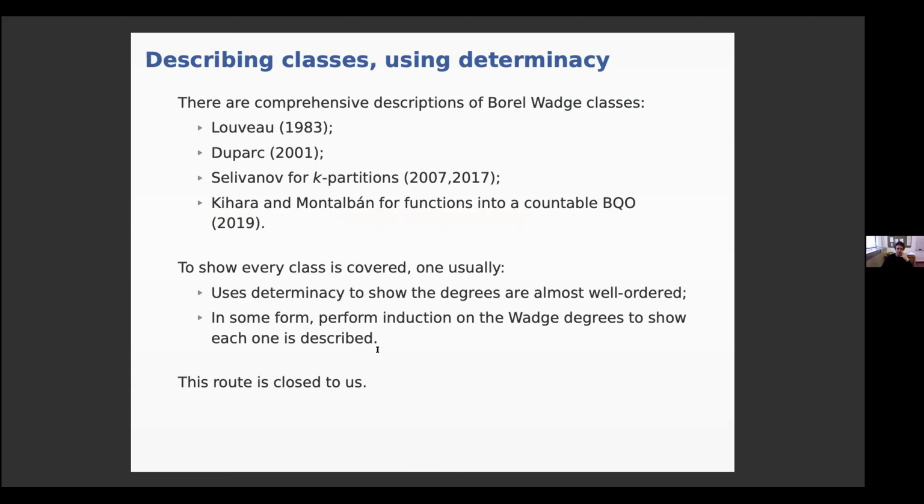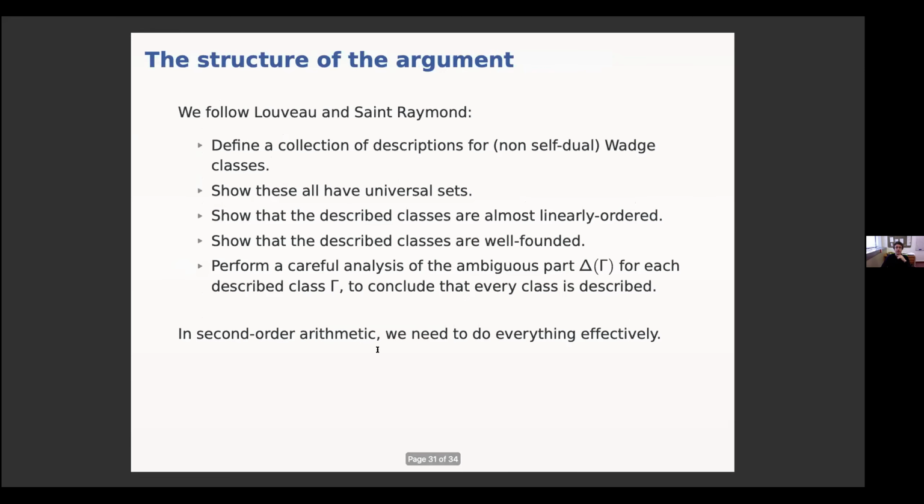So how do you prove Borel Wadge comparability? Usually it goes the other way around. First you prove comparability using determinacy, and then various authors give various kinds of descriptions of all possible Borel Wadge classes. And of course we can't use determinacy, because determinacy is not provable in second order arithmetic. And so Louveau and Saint-Raymond's original proof is the one that we need to follow.